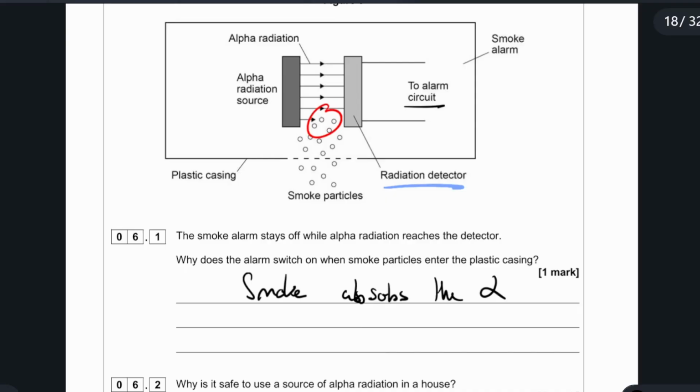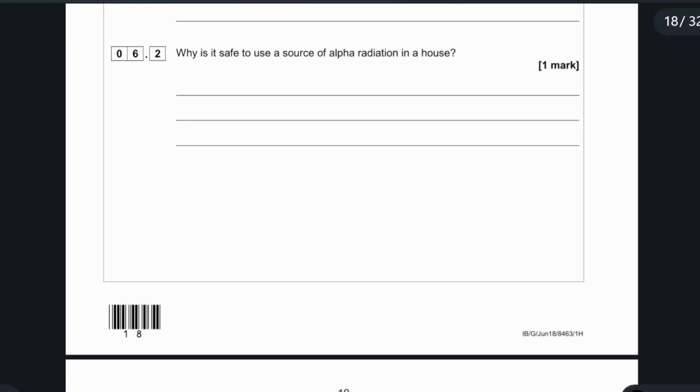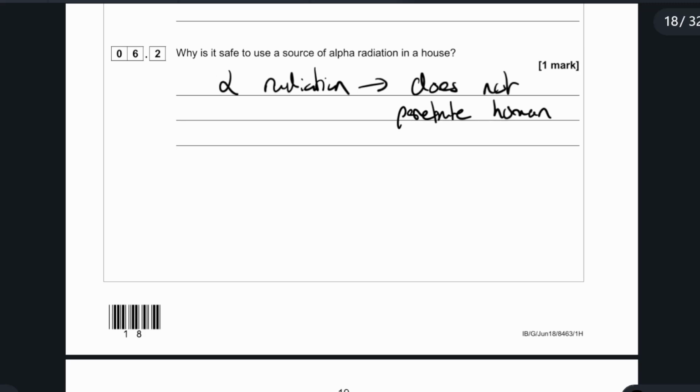Why is it safe to use a source of alpha radiation in a house? Well, we need to understand essentially what causes the danger in radiation, and a lot of that is to do with how penetrating it is. And alpha radiation is not very penetrating, and it doesn't actually penetrate human skin. So it does not penetrate human skin, and humans are basically what would be living in the house.